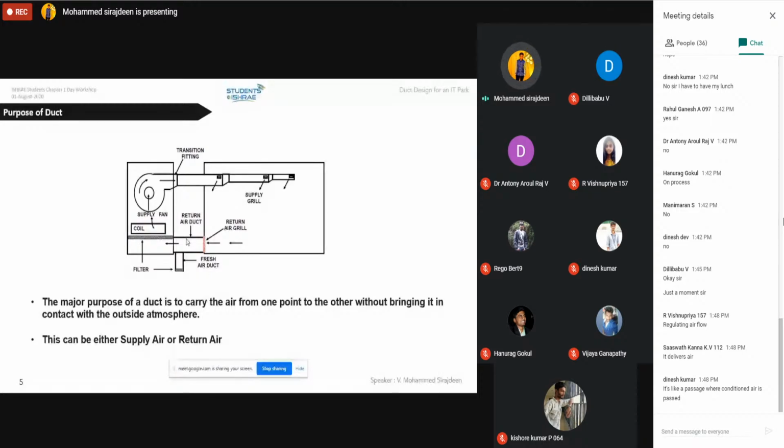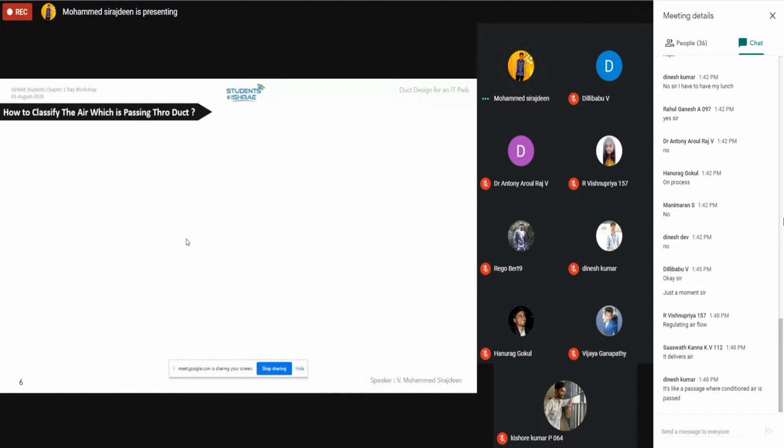The carried air may be supply air, return air, or fresh air. It can be anything. Then, how do we classify the air passing through the duct? We simply say what kind of air will be passing through the duct. One is the supply air duct. What is a supply air duct? Conditioned air is supplied to the conditioned space through air terminals. By using AHUs, ceiling suspended units, fan coil units, or any kind of cooling system, delivering the air is called a supply air duct.